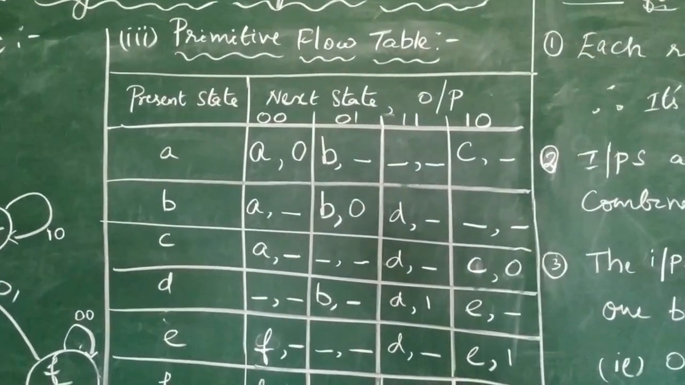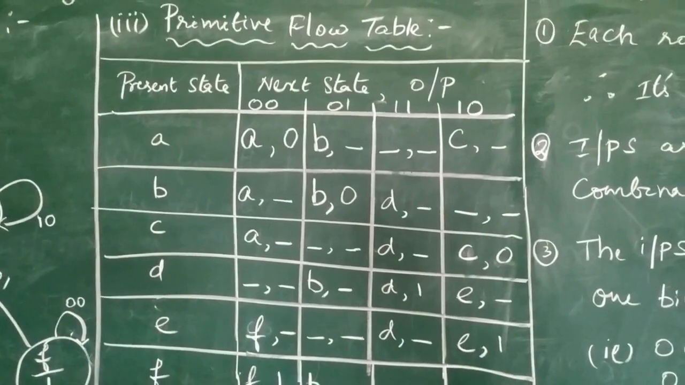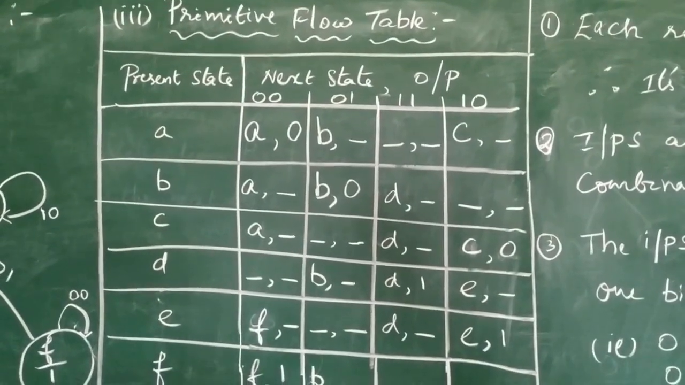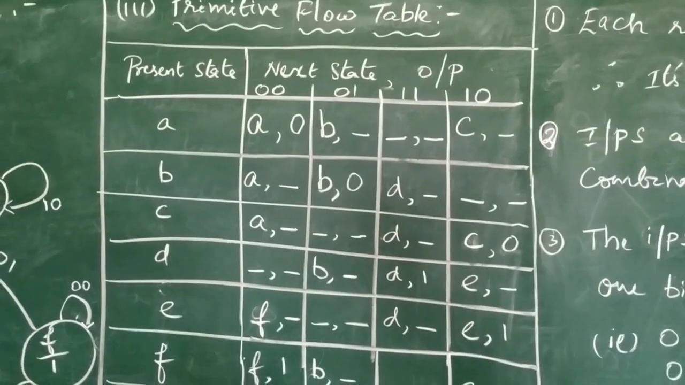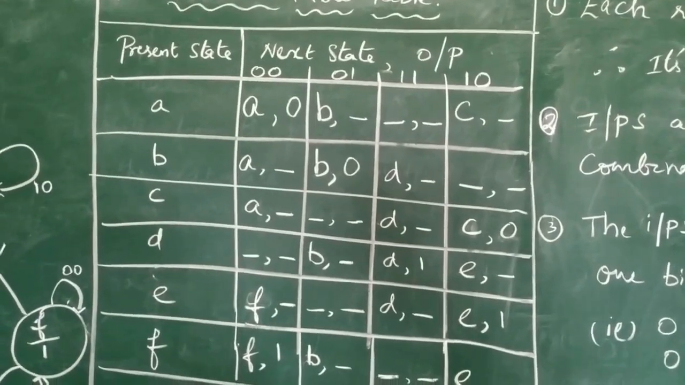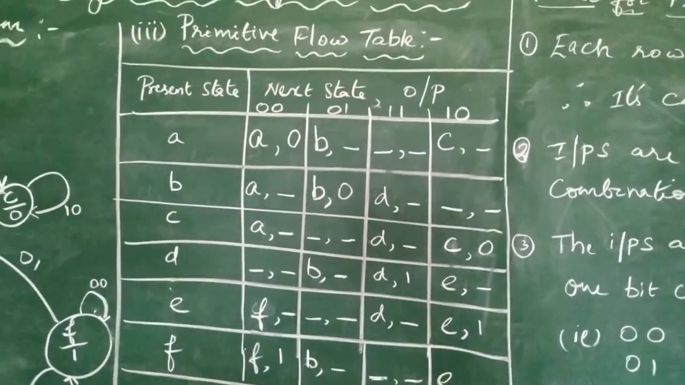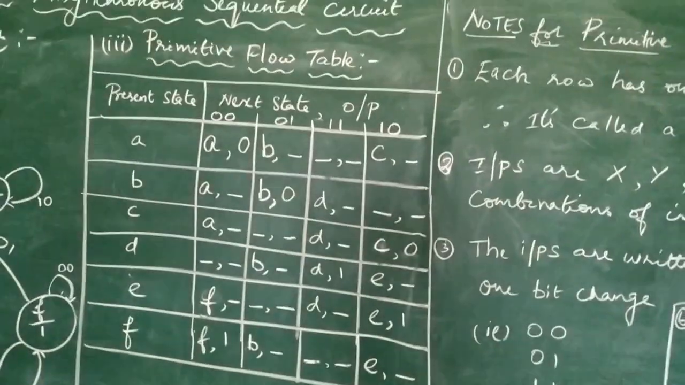We already have the concept that only 1-bit transition is allowed. So when it makes a 2-bit transition, we don't take it into consideration. We put a dash comma dash. So this is all about the primitive flow table.